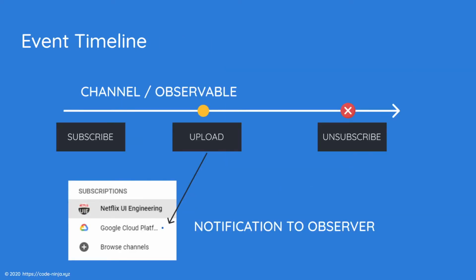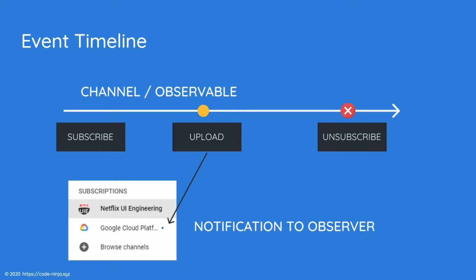You can distill useful information into an event timeline. Here we have a timeline where the arrow represents the flow of time. We are typically interested in the timeline only after you subscribe and have a running subscription. So our timeline starts at the subscribe event.